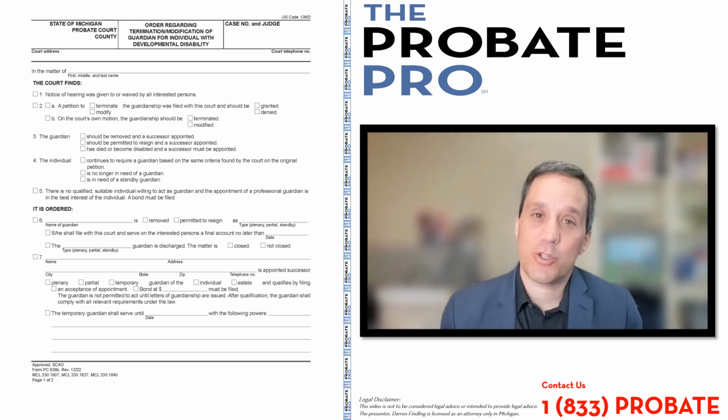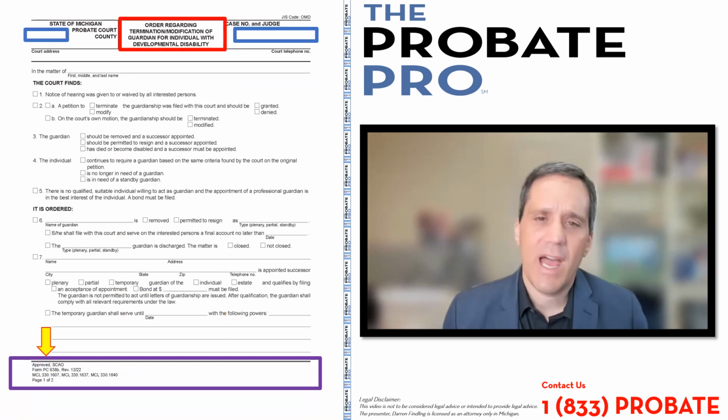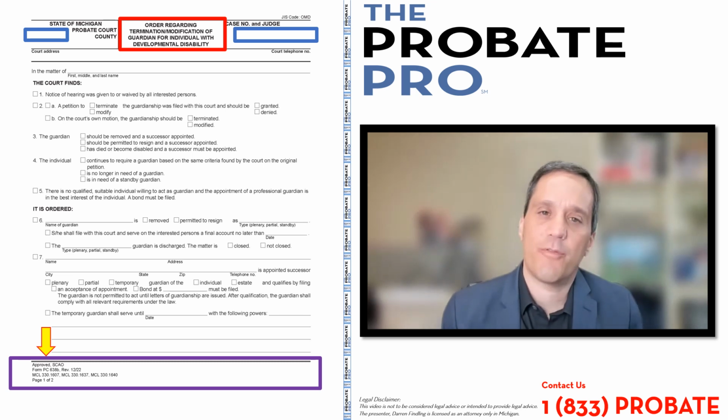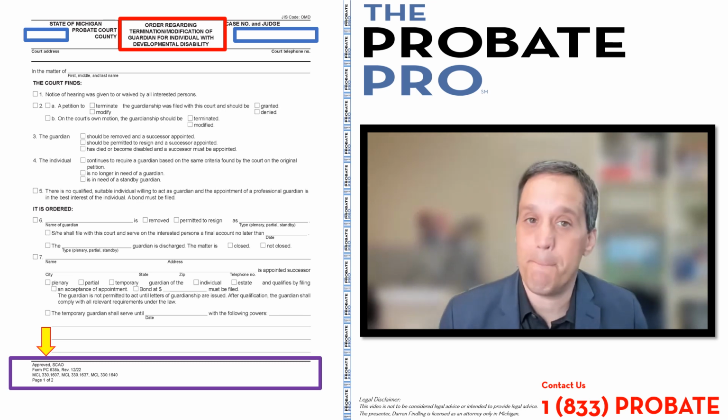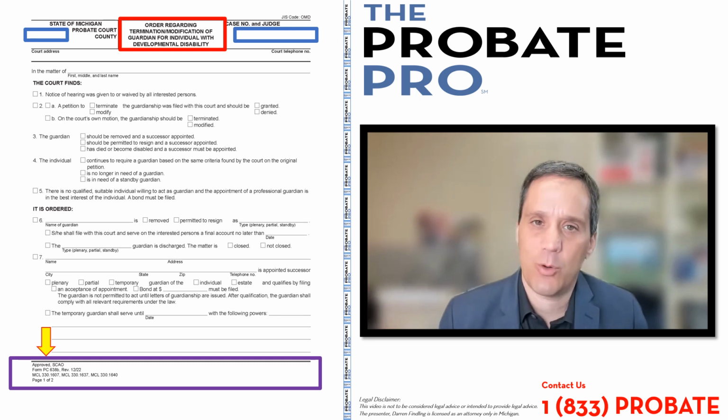The order regarding termination or modification of a guardian of an individual with a developmental disability. Hi, I'm Darren Findling of the Probate Pro, and we're going to cover SCAO form PC 638B, as reflected in the little yellow arrow in the bottom left corner.